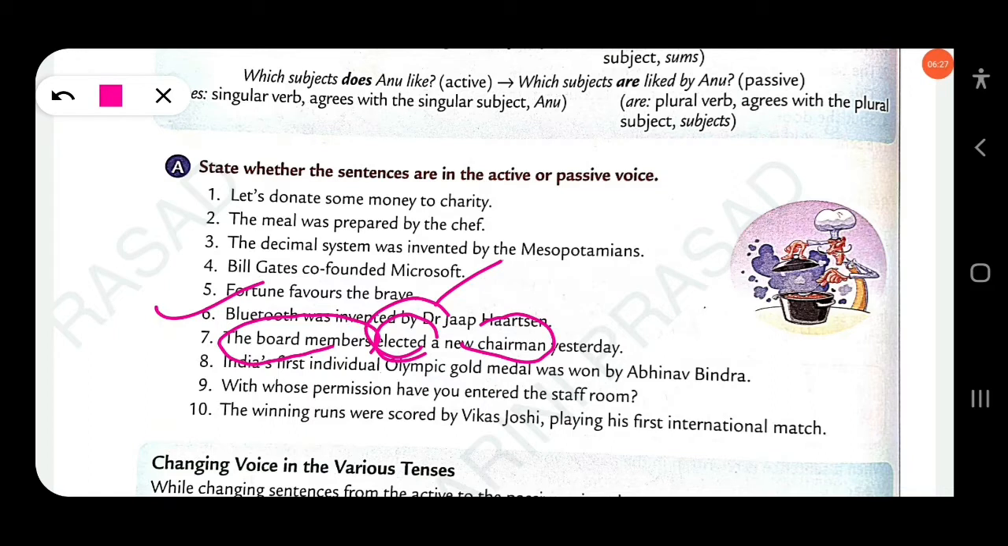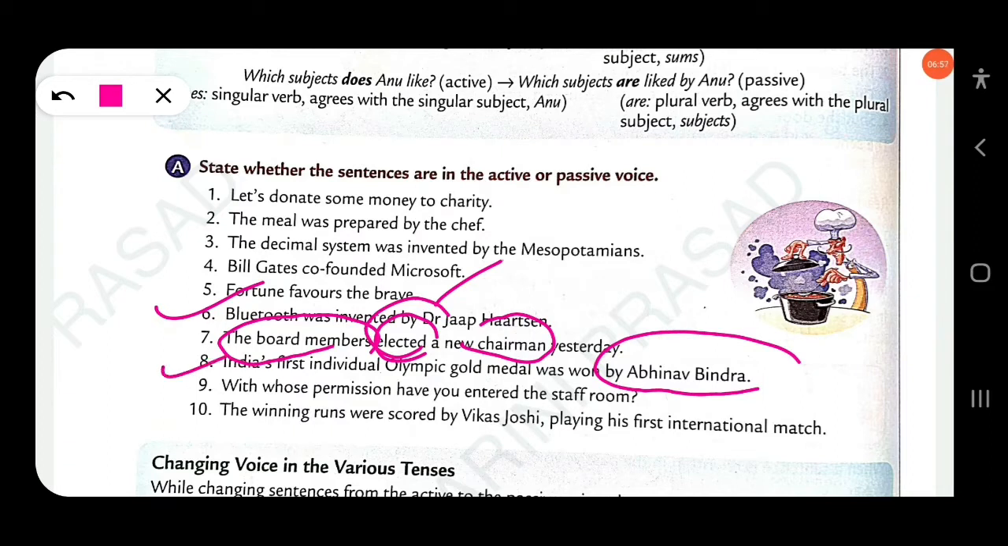Okay. Then V3, India's first individual Olympic gold medal was won by Abhinav Bindra. Yes, here by plus agent. This is written in passive voice, so you can also change it into active. Okay, Abhinav Bindra won India's first individual Olympic gold medal. Clear?